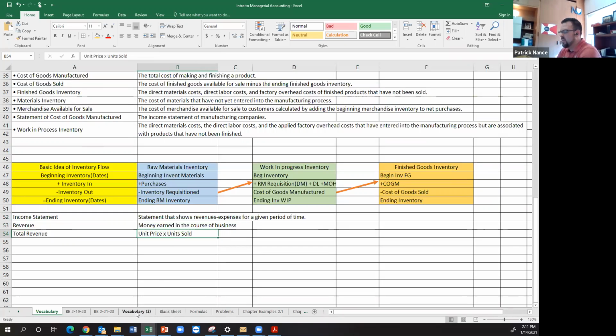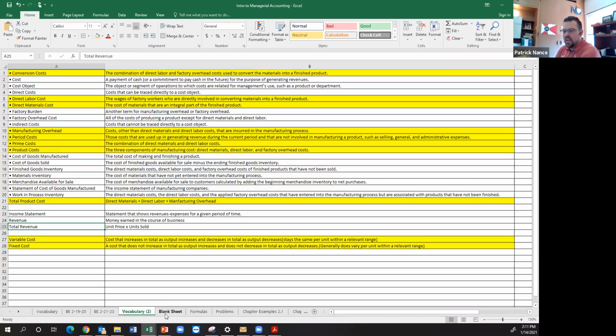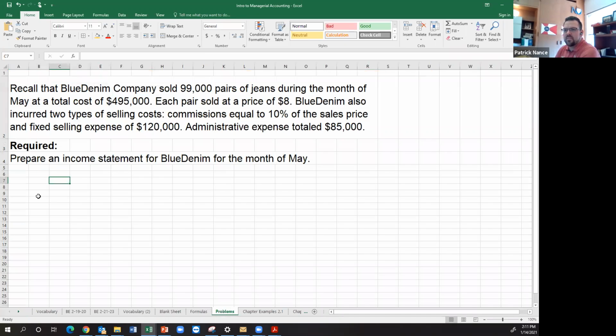So make sure and keep clear the difference between what our revenue is versus what our expenses are. Expenses are money going out, and revenues is money coming in. So we're going to look at this exercise from the chapter. It says, recall that Blue Denim Company sold 99,000 pairs of jeans during the month of May at a cost of $495,000. Each pair sold at a price of $8. Blue Denim has also incurred two types of selling costs. Commission equal to 10% of the sales price and a fixed selling expense of $120,000.